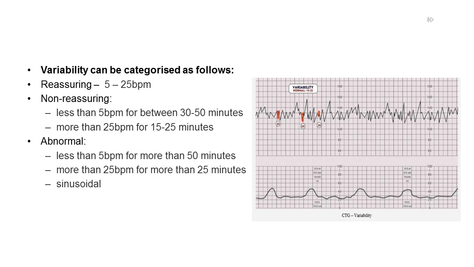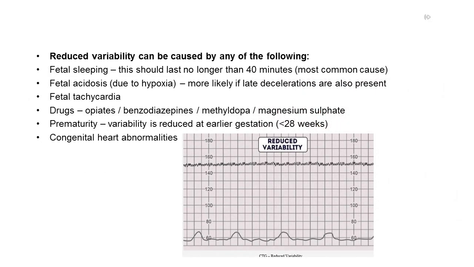Variability can be categorized as follows. Reassuring: 5 to 25 bpm. Non-reassuring: less than 5 bpm for between 30 to 50 minutes, or more than 25 bpm for 15 to 25 minutes. Abnormal: less than 5 bpm for more than 50 minutes, more than 25 bpm for more than 25 minutes, or sinusoidal.